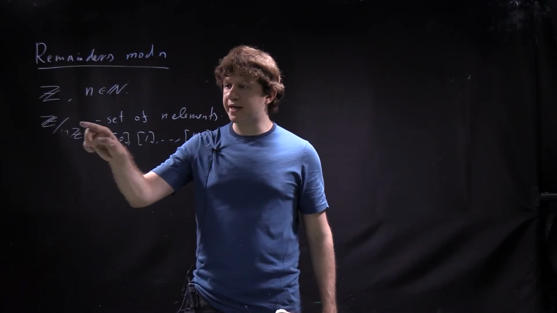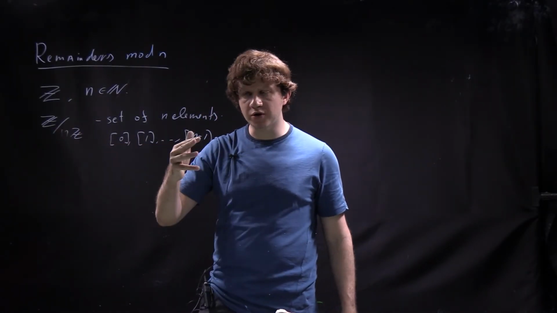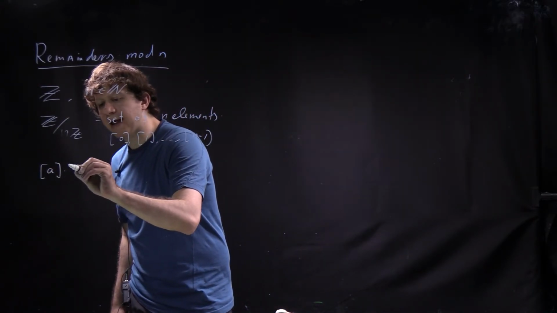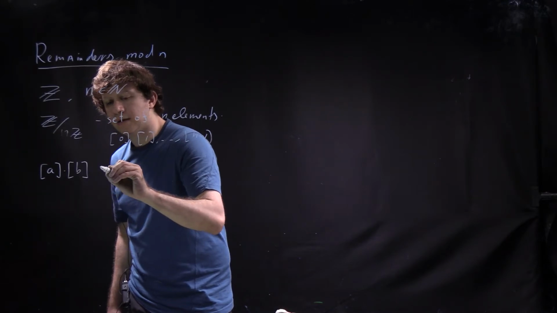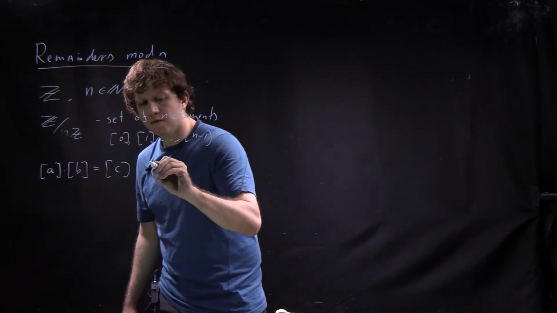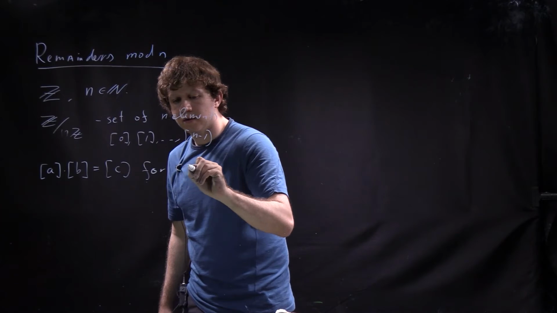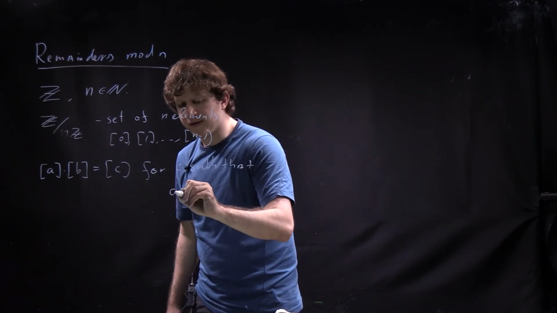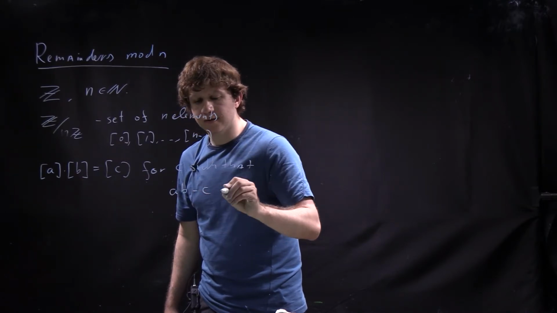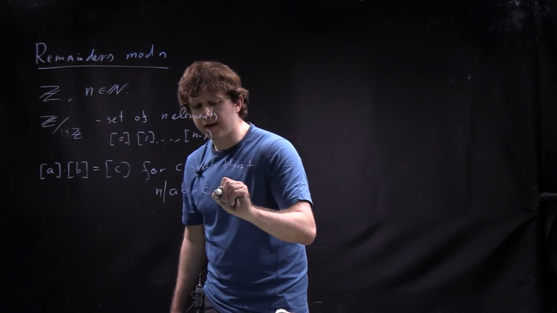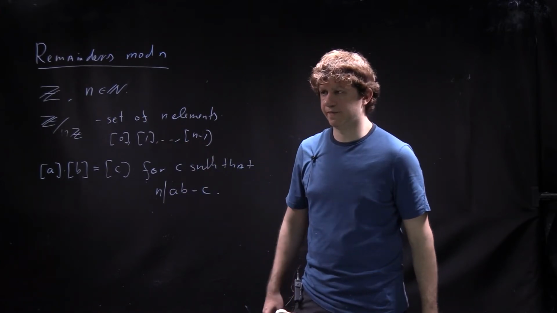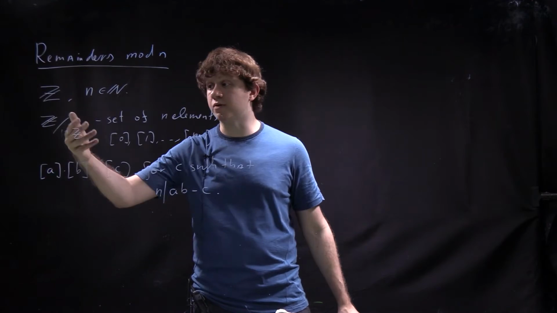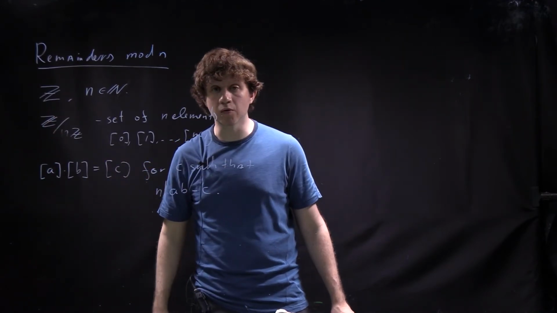So now consider again the same set of n elements, which are remainders mod n, but consider another operation, which is multiplication, defined by a times b equal to c, for c such that ab minus c is divisible by n. And again, such c exists. Unfortunately, one can ask whether this makes it into a group, and the answer is no.